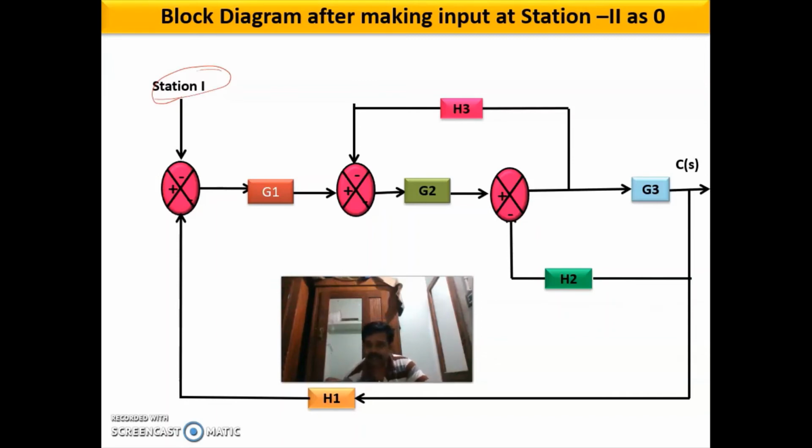If you move this branch point after this block G3, then you'll be getting one feedback here, and that feedback we can eliminate. When this branch point is here, this G3 will not come in this feedback. But when you move this branch point here, this G3 will also come. So we have to multiply this block, or add 1 by G3. Why? Because we have to eliminate that G3. We will see in the next.